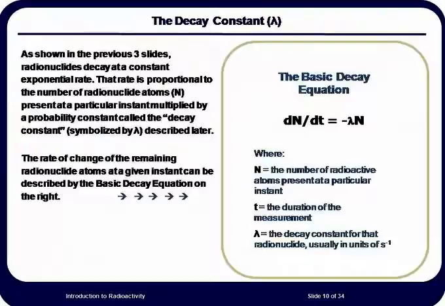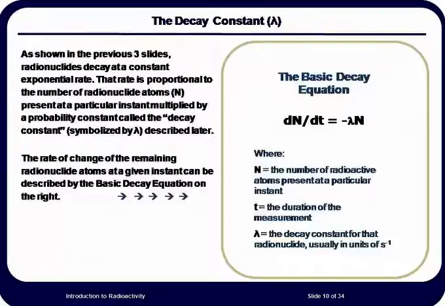The mathematical expression for this rate of change is dN/dt equals minus lambda N. In other words, the rate of change of the number of atoms is equal to a constant times the number of radioactive atoms present at the time of measurement. The minus sign indicates that the rate of change in the number of atoms present is decreasing. That is, the radioactive atoms are decaying.